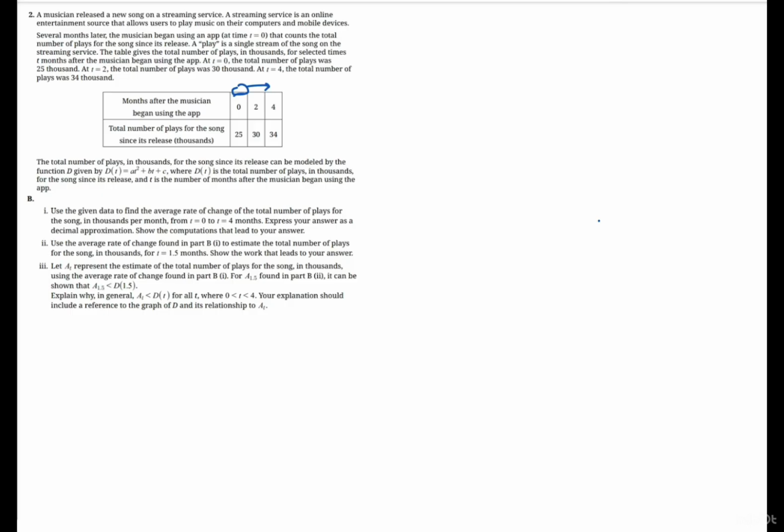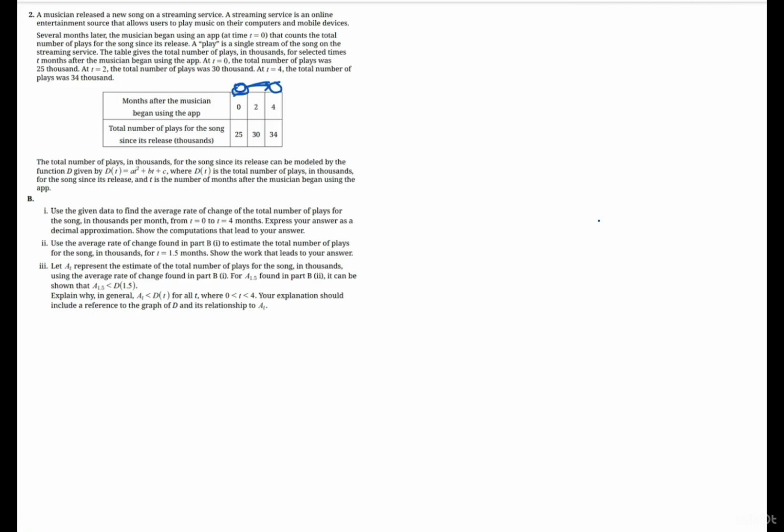Okay, we're moving on to part B now. Use the given data to find the average rate of change of the total number of plays for a song in thousands per month from t equal to 0 to 4 months. And we have to express our answer as a decimal approximation and show the computations. Now, it means that we're supposed to find the average rate of change from 0 to 4.